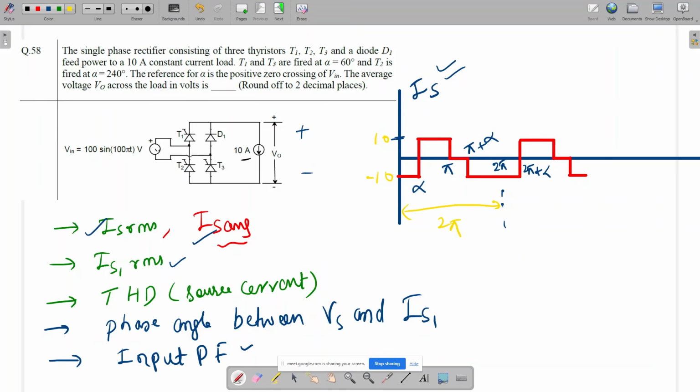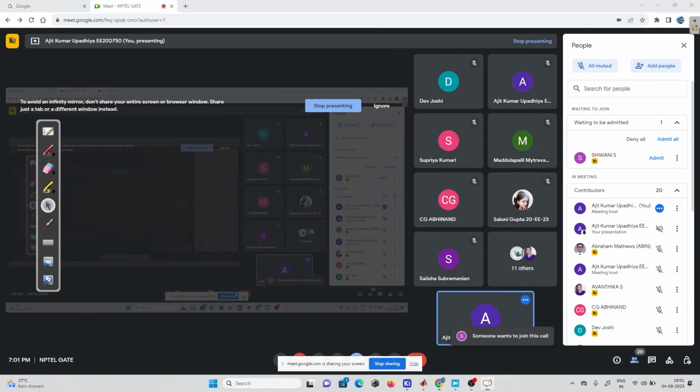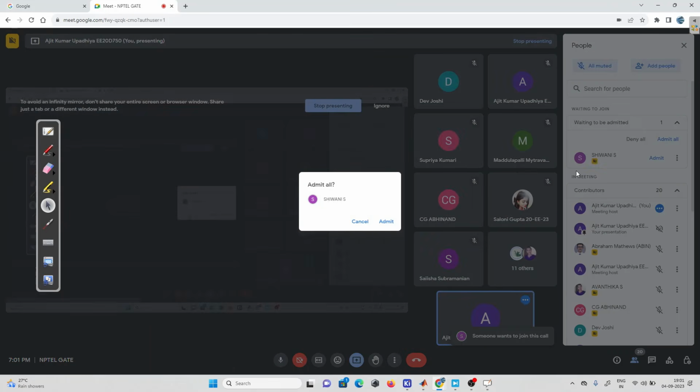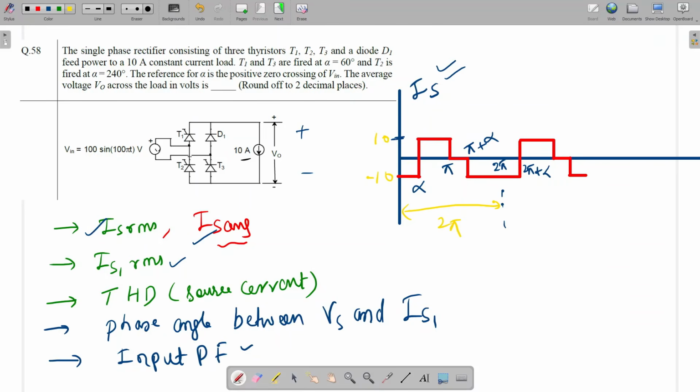Does anyone have a doubt in the source current waveform? They can ask. I already discussed it in the last class. Should I proceed, or does anyone have a doubt in the source current waveform? Okay.